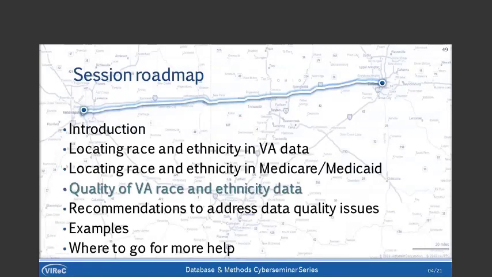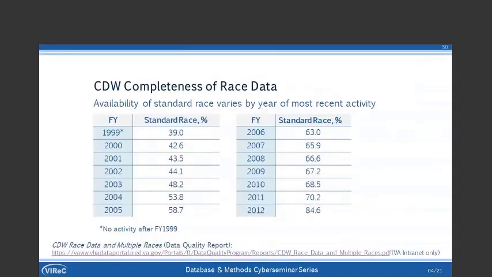So now we're going to discuss a little bit about the quality of the VA race and ethnicity data. The first issue that we have is with the completeness of the race data. In 2012, there was a guideline on the CDW race data that identified that, and we've known as well, that the acquisition of race and the completeness of the race data has changed over time. By looking at the year of the most recent activity for the individuals, they could see that, prior to the data changes in fiscal year 2003, data were missing for about half of the patients.